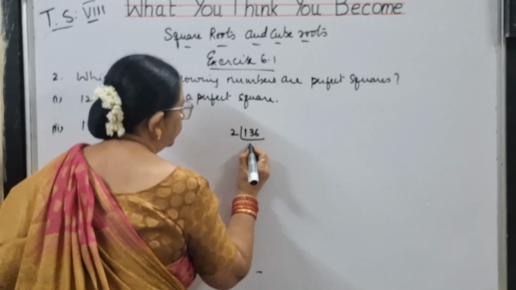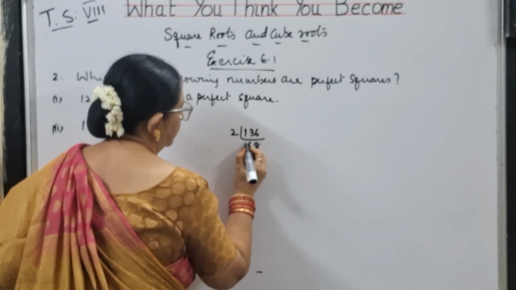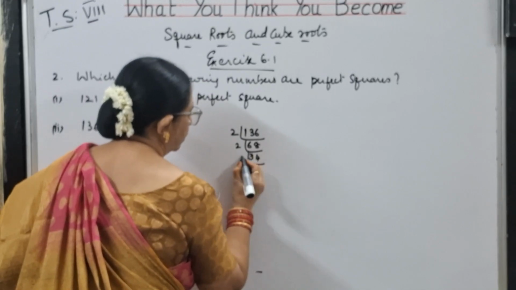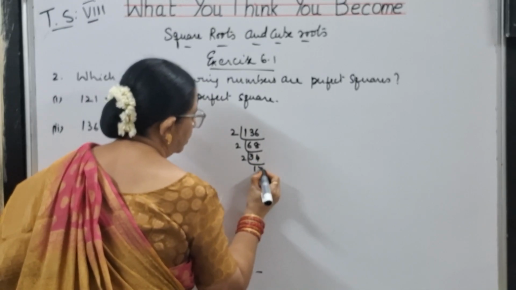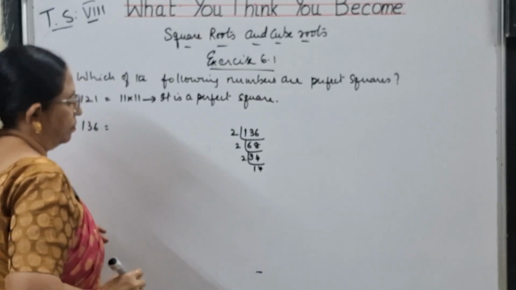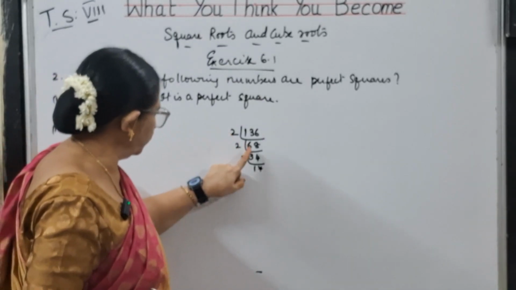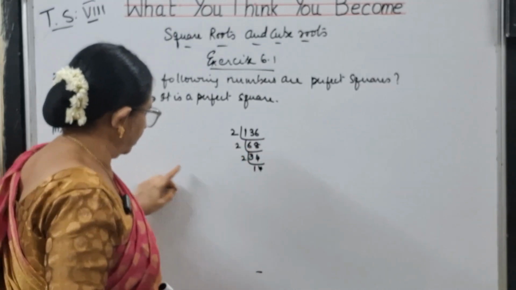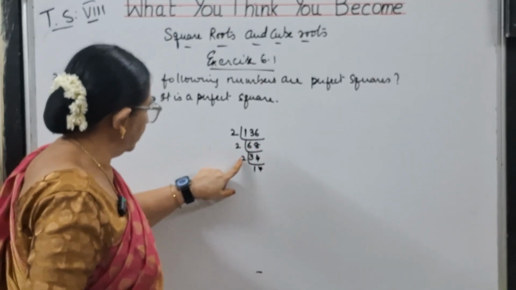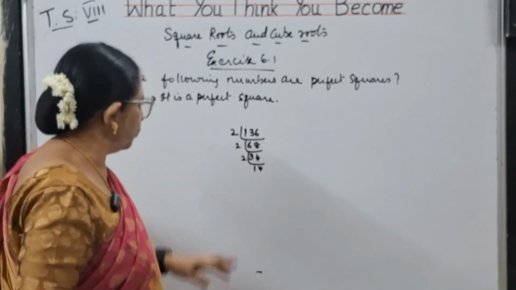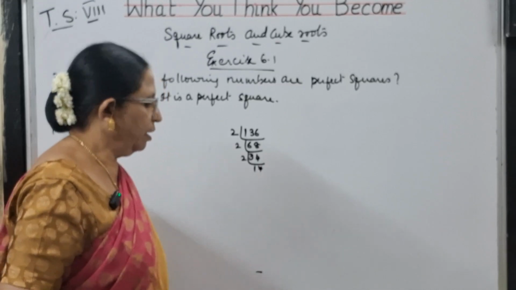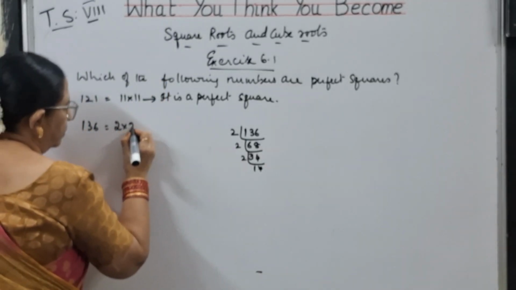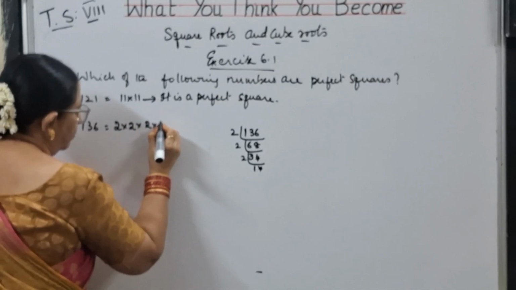136. 2 6s are 12, 2 8s are 16, 2 3s are 6, 2 4s are 8, 2 1s are 2, 2 7s are 14. You can check once again. 17 itself is a prime number. So we will be saying that this is nothing but 2 into 2 into 2 into 17.